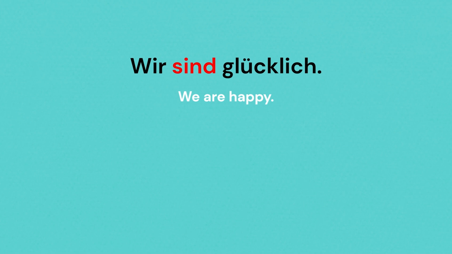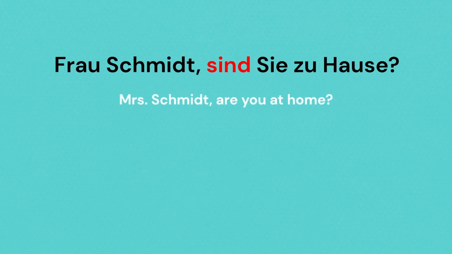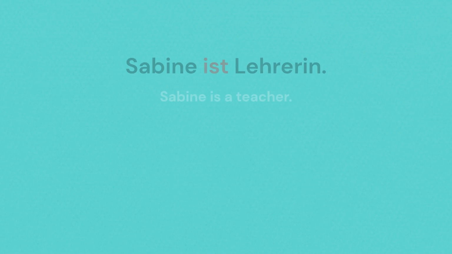Wir sind glücklich. Seid ihr glücklich? Frau Schmidt, sind Sie zu Hause? Ist verheiratet. Here again, in the next two sentences, we don't have a direct pronoun. Sabine ist Lehrerin. Since Sabine is feminine and singular, we will conjugate the verb according to the pronoun that can replace Sabine here in the sentence, which is sie, singular third person.